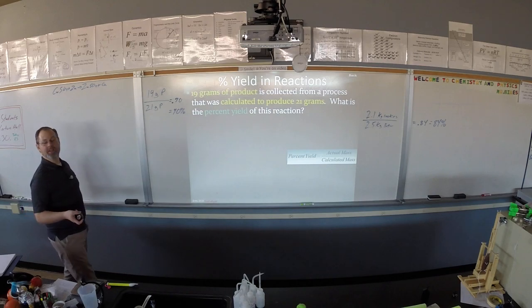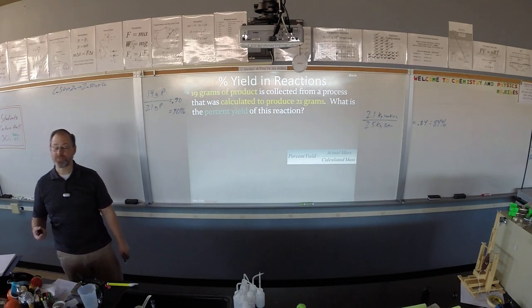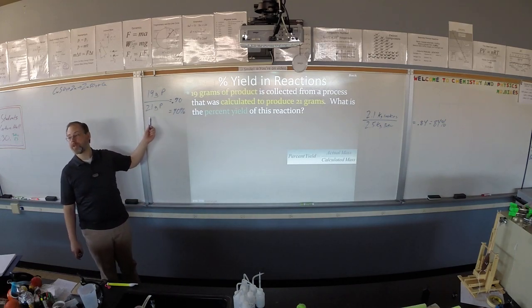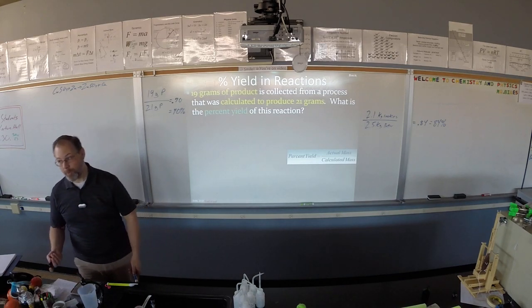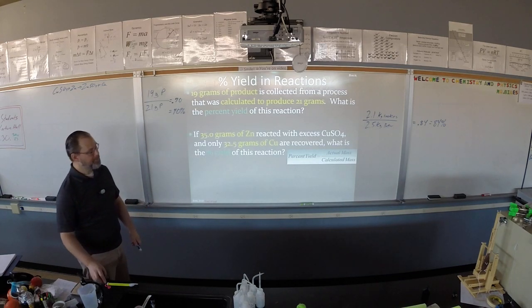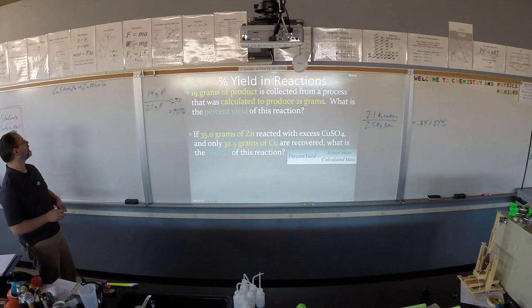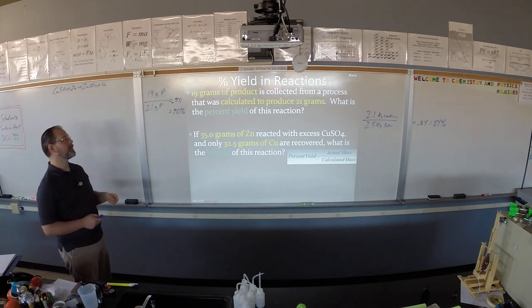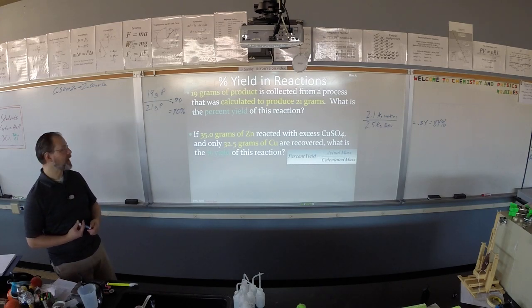Okay, so a percent yield is always the actual over the calculated. Percent yield is always actual over the calculated. And the calculated value, whatever you get from stoichiometry, is going to be the denominator. So let's do one. If 35 grams of zinc reacted with excess copper sulfate, just like our lab reaction, and only 32.5 grams of copper are recovered, what is the percent yield of this reaction?